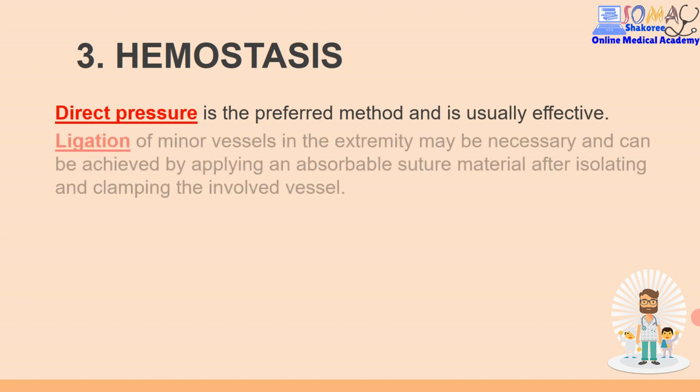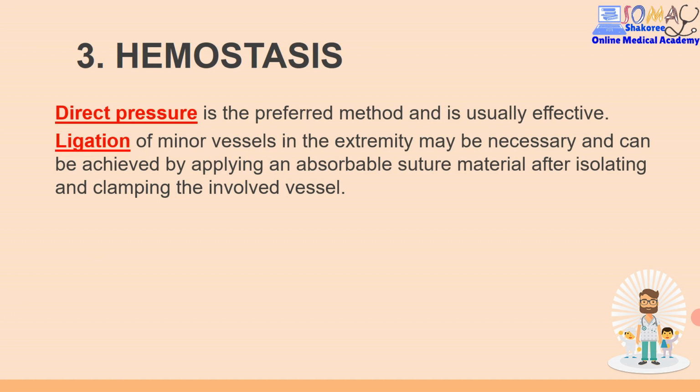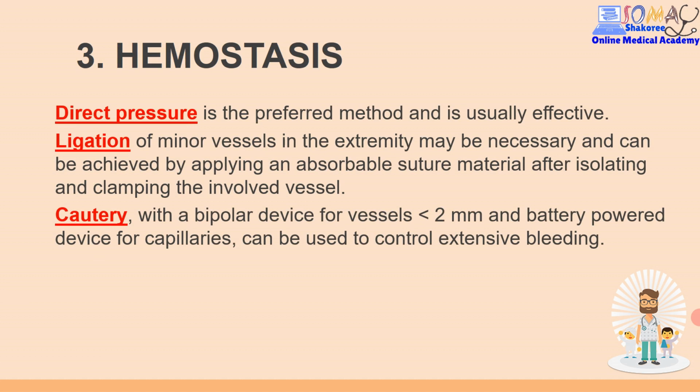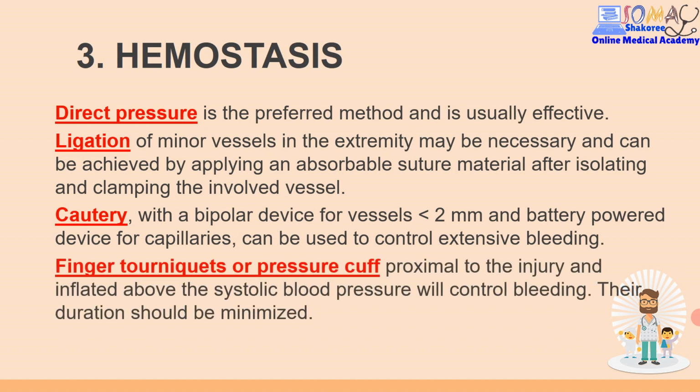So what are the hemostasis methods? Number one, direct pressure. Number two, ligation. We sometimes do ligation in the emergency department, but this is not your job. You have to call your uncle. Number three, cauterization inside the operation. If we do not control the bleeding, we do cauterization.